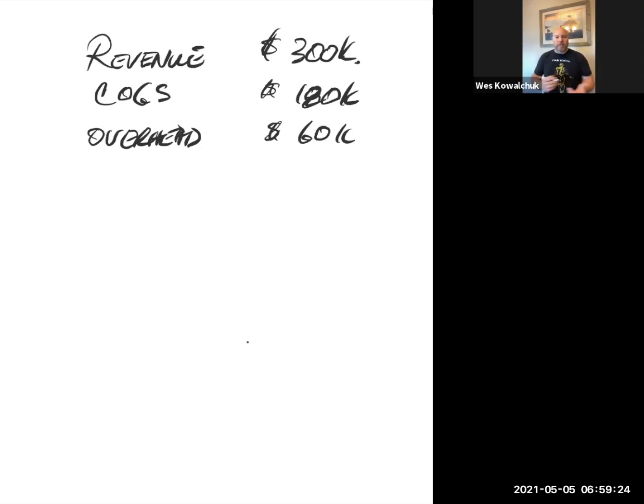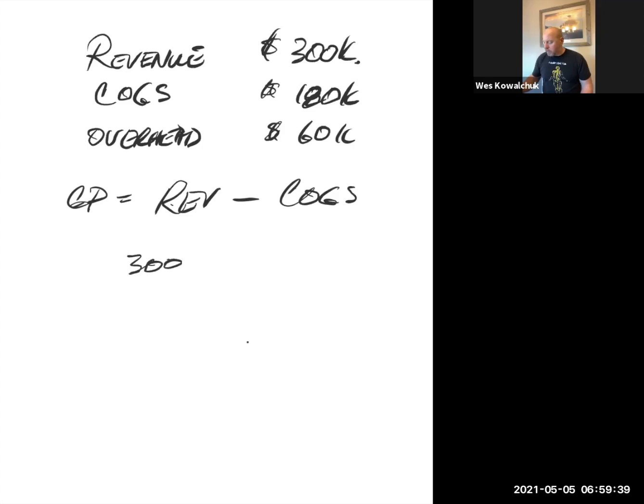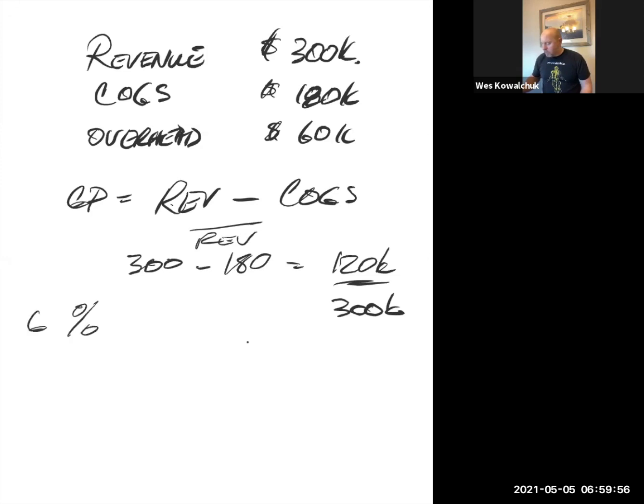So how do we figure out what our profitability is? The easiest thing to do is, first of all, figure out what your gross profit is. Gross profit is your revenue minus your cost of goods. In this case, that's 300K minus 180K, which equals 120K. Divide that by 300K, which is your revenue, and that gives you your percentage of gross profit. In this case, 120 divided by 300 is 0.40. Move the decimal over, it's 40%.